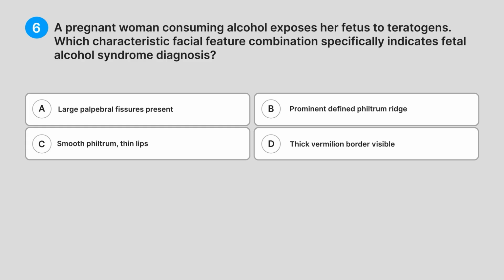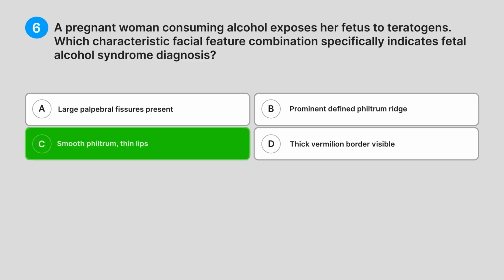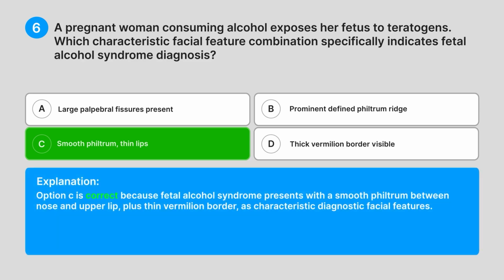Correct answer, C. Smooth philtrum, thin lips. Explanation. Option C is correct because fetal alcohol syndrome presents with a smooth philtrum between nose and upper lip, plus thin vermilion border, as characteristic diagnostic facial features.